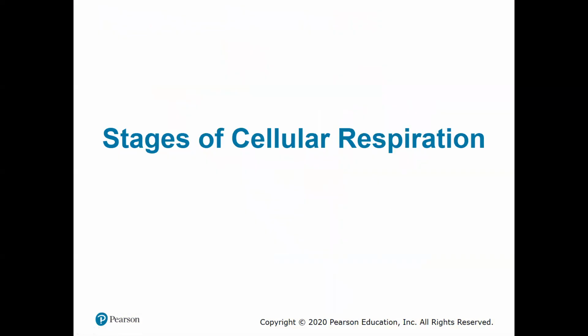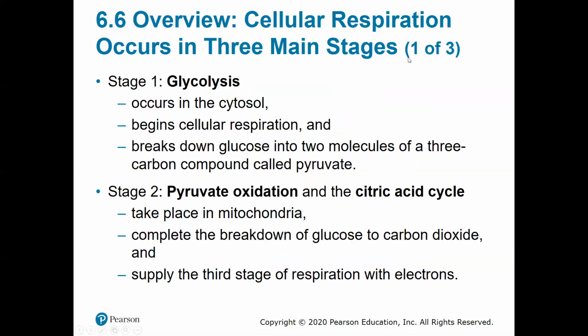So let's go through the stages of cellular respiration. That was just an overview of cellular respiration and how it was an aerobic process. There are three main stages of cellular respiration. The first stage is glycolysis. It occurs in the cytosol. It begins cellular respiration, and it's the first step to break down glucose into two molecules of a 3-carbon compound called pyruvate. Glycolysis is universal. It occurs in all living cells.